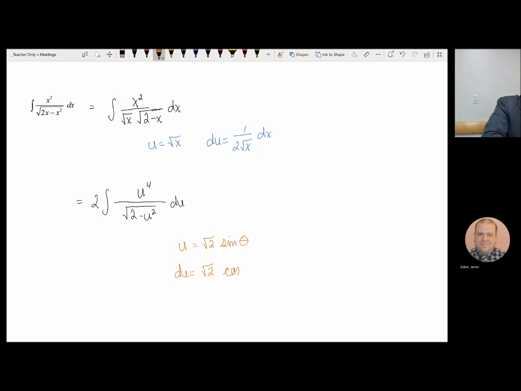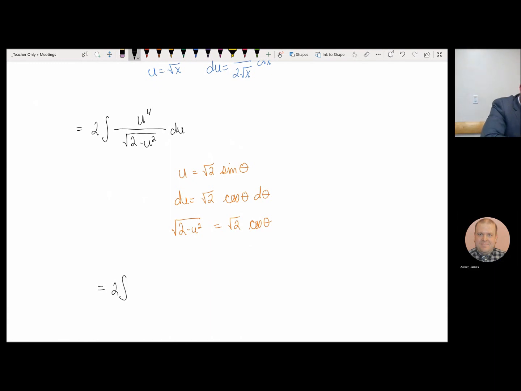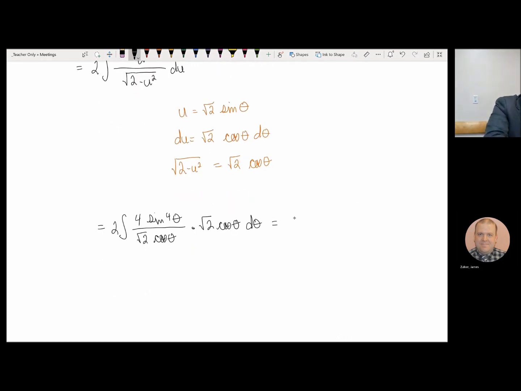All right, that makes du root 2 cosine theta d theta. And then the square root of 2 minus u squared will be root 2 cosine theta. u to the 4th, we're going to get 4 sine to the 4th, right, root 2 to the 4th power, over root 2 cosine theta times root 2 cosine theta, d theta. Which is 8 times the antiderivative of sine to the 4th theta d theta.